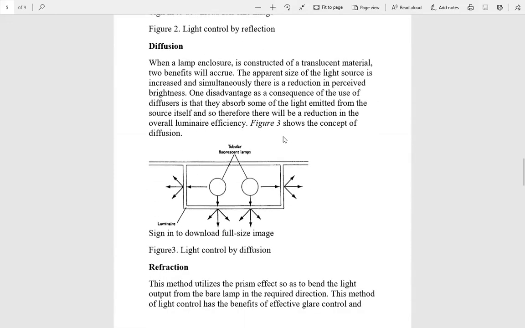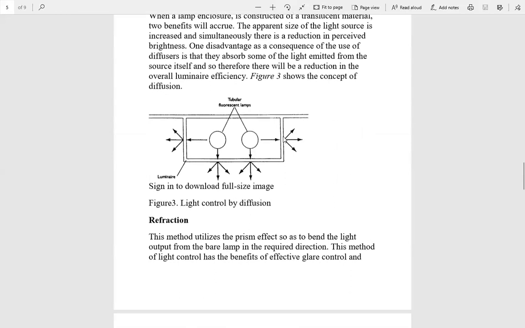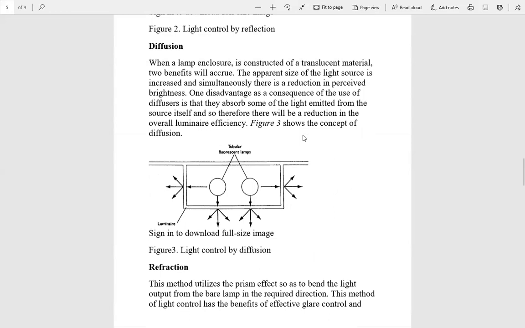Now let us discuss diffusion. When a lamp enclosure is constructed of a translucent material, two benefits will accrue. The apparent size of the light source is increased and simultaneously there is a reduction in perceived brightness. One disadvantage as a consequence of the use of diffusers is that they absorb some of the light emitted from the source itself, and so there will be a reduction in the overall luminaire efficiency.